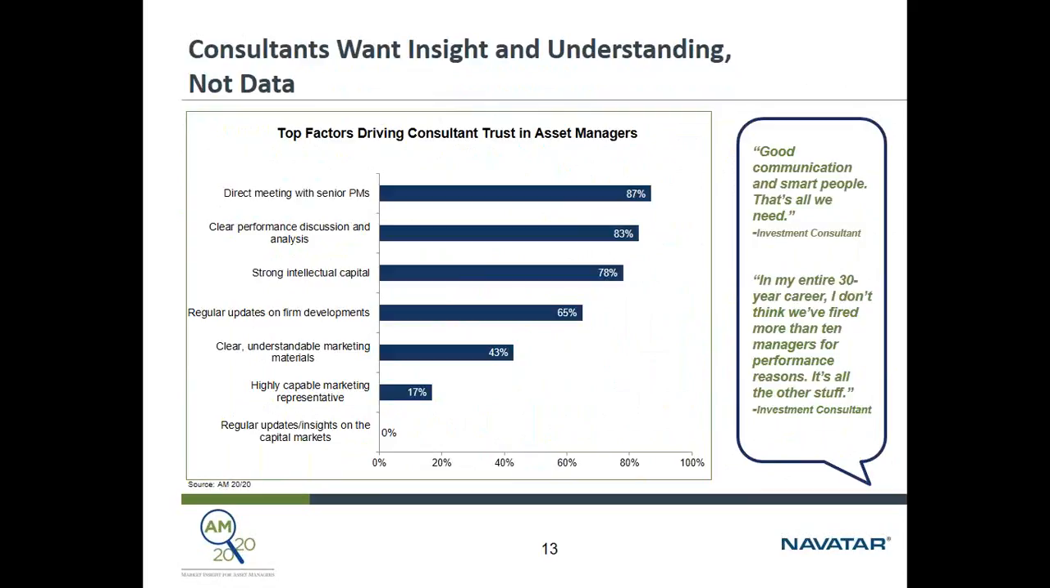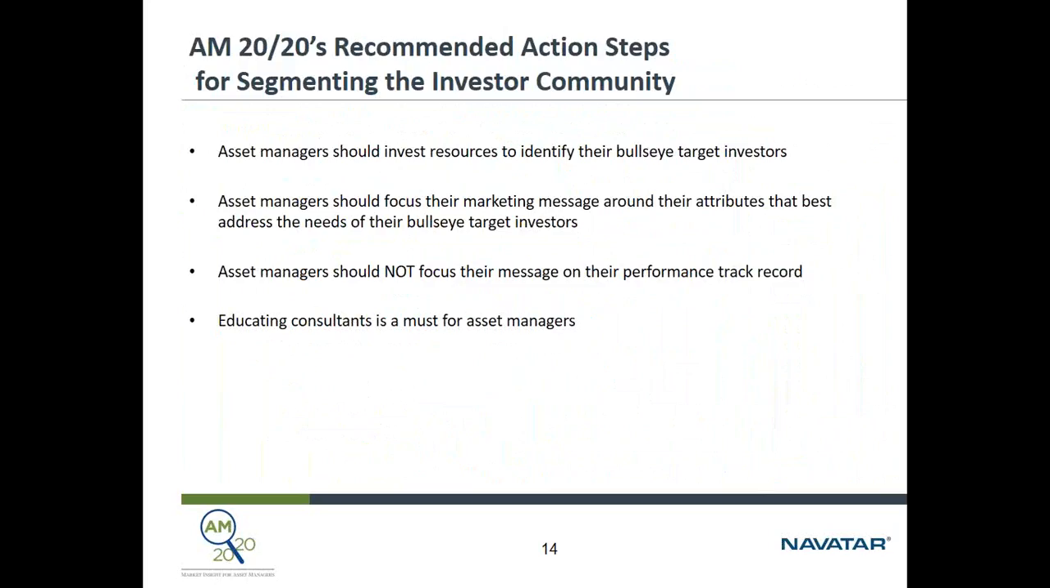On the next slide, we have a couple of action steps. Every AM 2020 report contains detailed action steps that help our members raise their capital more quickly and retain it longer. We just pulled a couple for today's webinar. We would definitely recommend that all asset managers invest resources to identify their bullseye target investors. Do some type of research. Once they know who they're aiming at, they should focus their message around whatever attributes they've got that will best address the needs of their bullseye target.